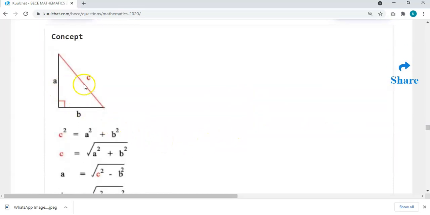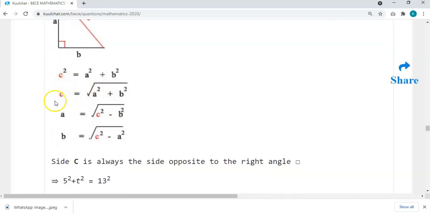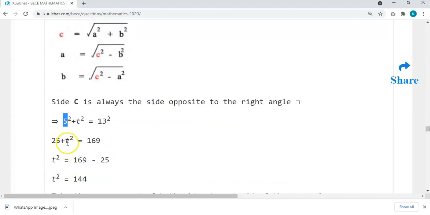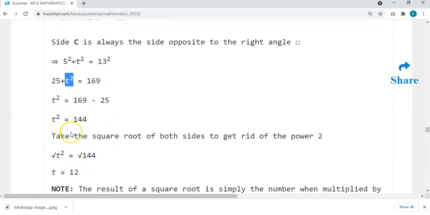So like I said, a squared plus b squared should give you c squared, and c should be the side facing your 90 degrees. Now to get your c, you just take the square root of the summation of this and that. So in the question, we have 5 squared plus t squared is equal to 13 squared, and 13 squared is 169, 5 squared is 25. So t squared will stand alone. This one is positive, when it crosses over, it's going to be negative. We have t squared is equal to 144. So we have to take the square root of both sides.